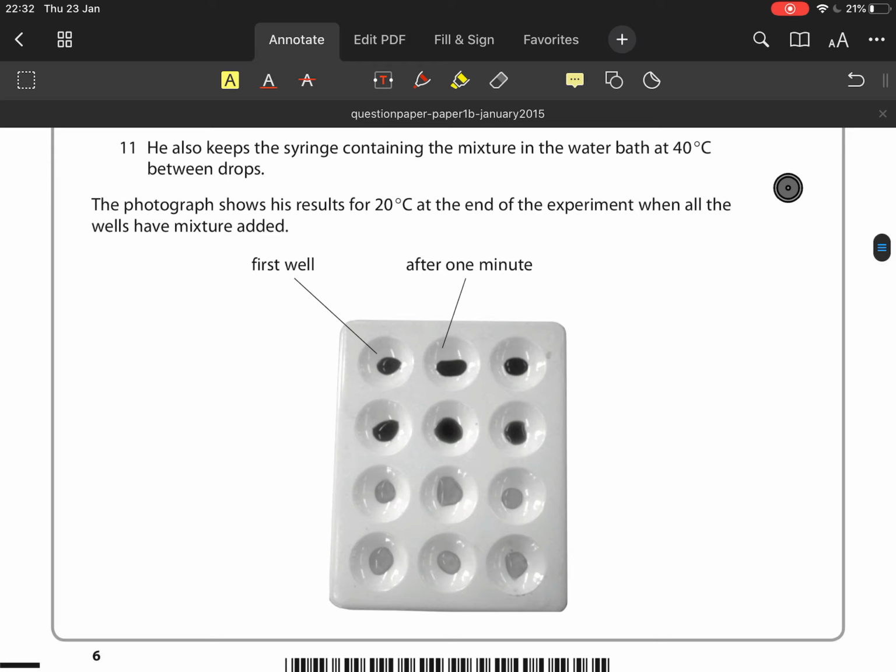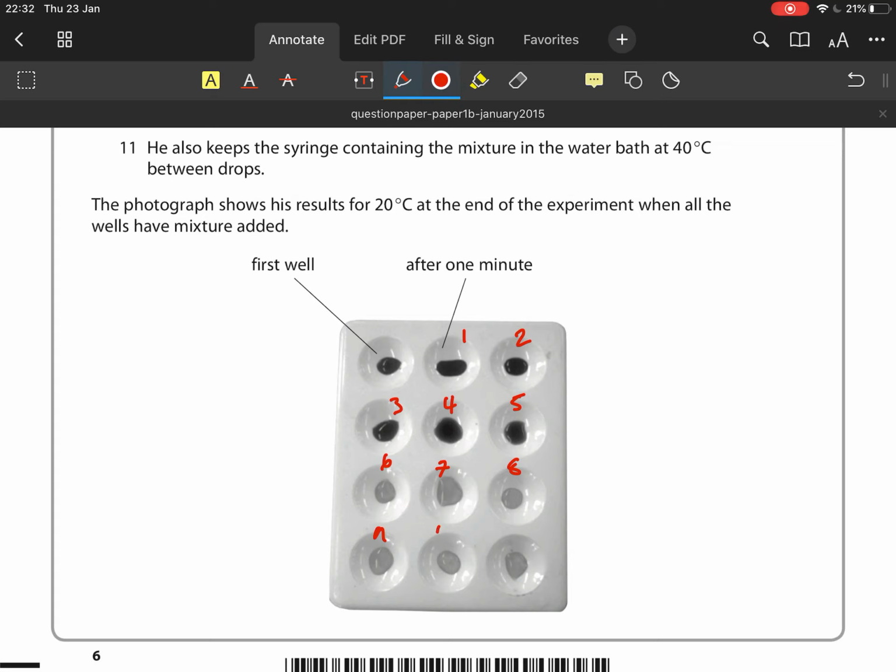And then at the end we've given a photograph of the results at the end of the experiment when all the wells had mixture added. Important thing to remember, just looking at this to begin with, is that this is the result after 1 minute. That would mean 2 minutes, 3 minutes, 4 minutes, 5 minutes, 6 minutes, 7 minutes, 8 minutes, 10 and 11. It's obviously important later on. That essentially was at 0. That was the start of the experiment. So it's giving that information there.